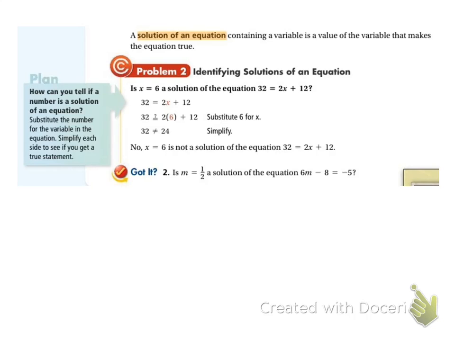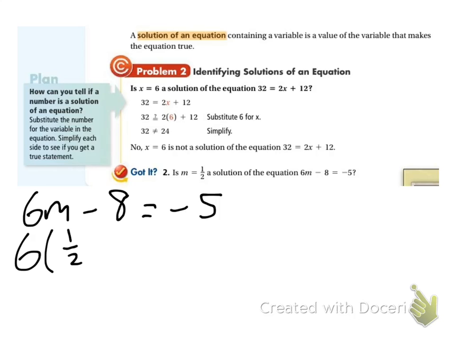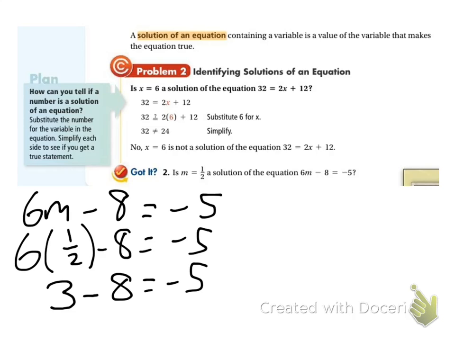Here's a problem for us. 6 times m minus 8 is equal to negative 5. And we want to know, is 1/2 a solution for the equation? So I'm going to plug in 1/2 for m. 6 times 1/2 is 3. So I got 3 minus 8 equals negative 5. 3 minus 8 is negative 5. Negative 5 equals negative 5. So yes, it is a solution, because my equation ended up true.